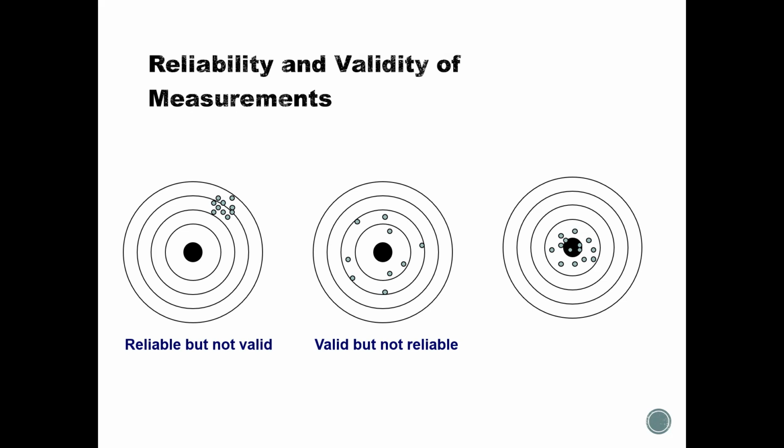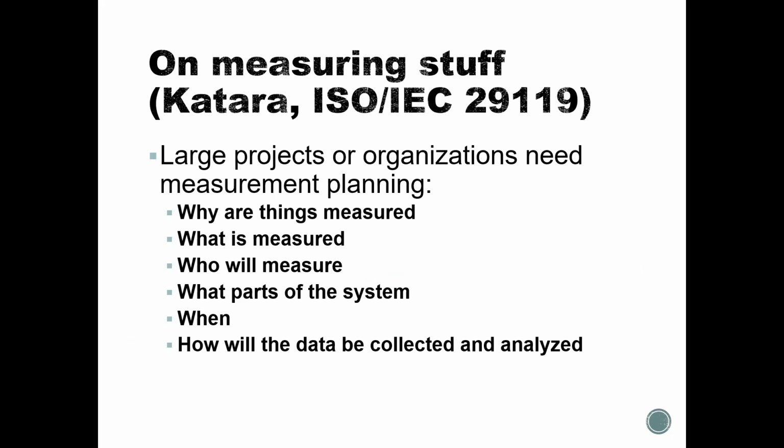However, if you see the third diagram, in this third diagram, all data points are very close to the dark spot, and they are also close to each other. So in this case, we can say the measurements that we have done are not only reliable, but also valid, because we were trying to measure something related to this black spot. So this is how the notions of reliability and validity actually work in terms of measurement.